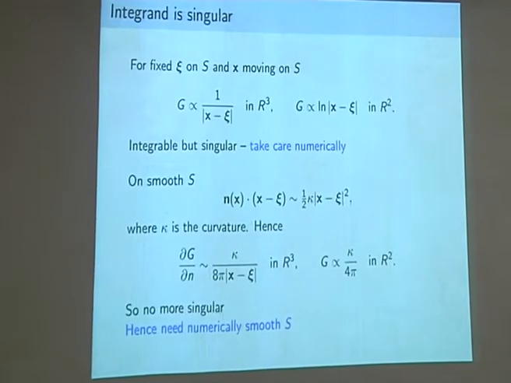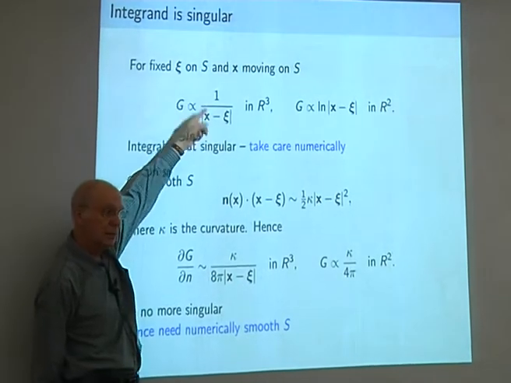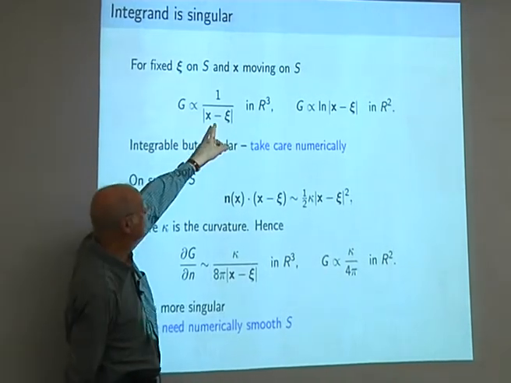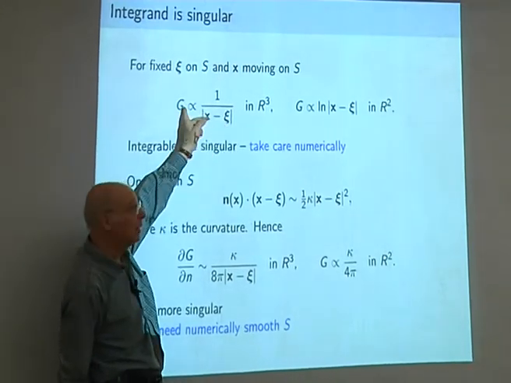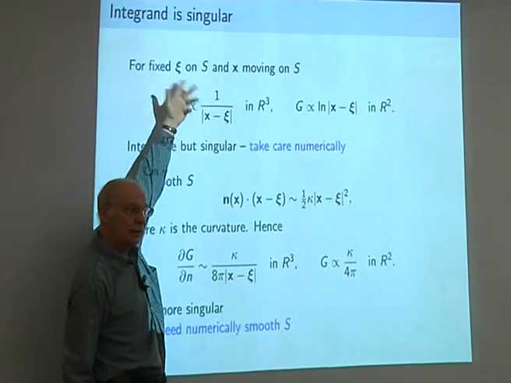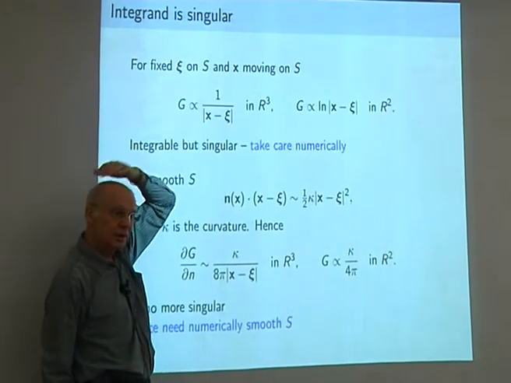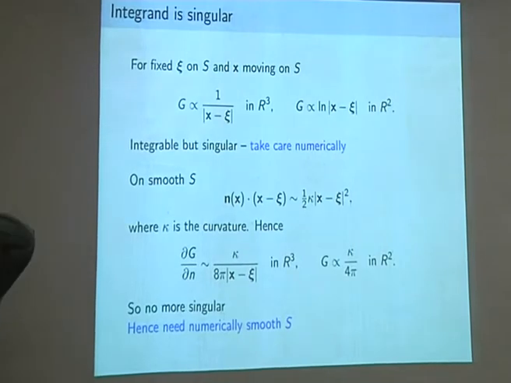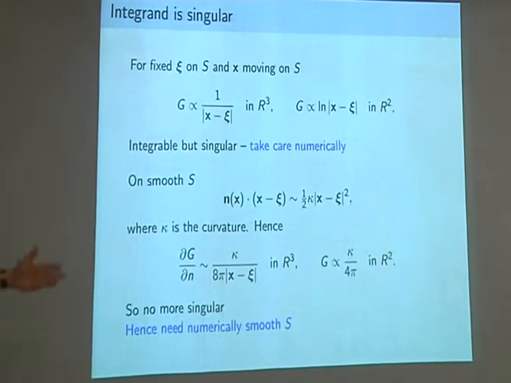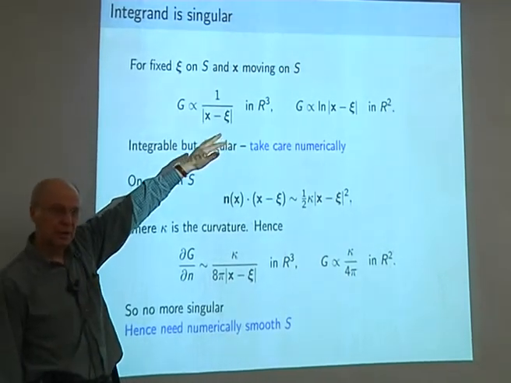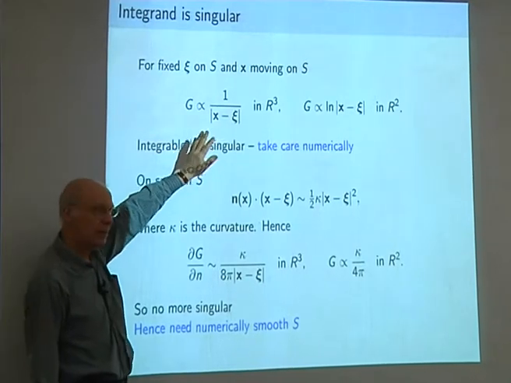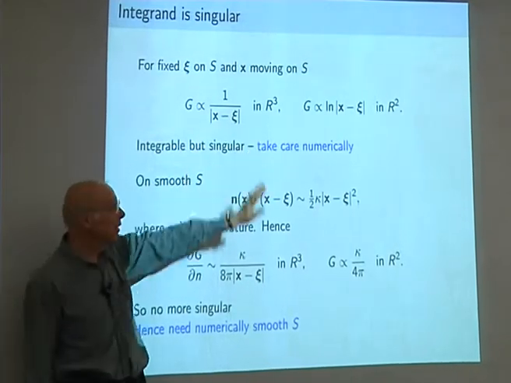There's a problem that the integrand is singular. In 3 dimensions it is 1 upon r. We have our point fixed on the boundary, and as x goes around the boundary, it goes through this point, and g is infinite. We don't actually want to know the value of g, we want to know the integral of g, and in 3 dimensions, 1 upon r is integrable, but it's pretty dangerous for numerical calculations.